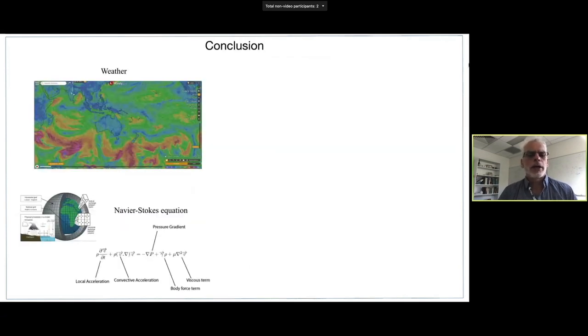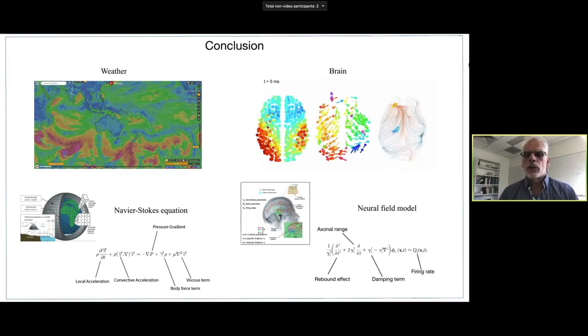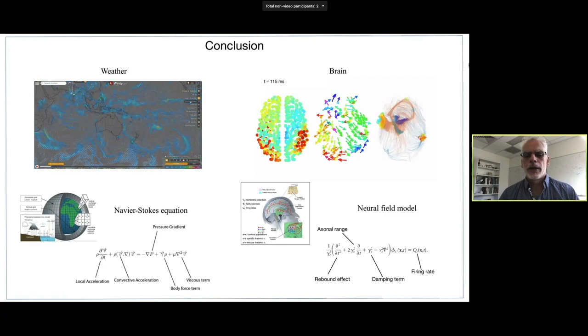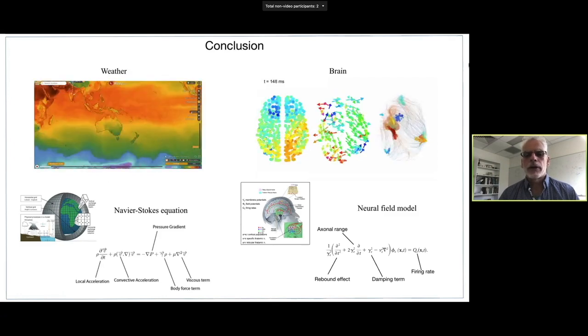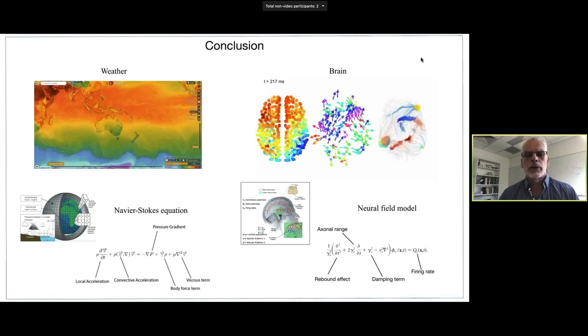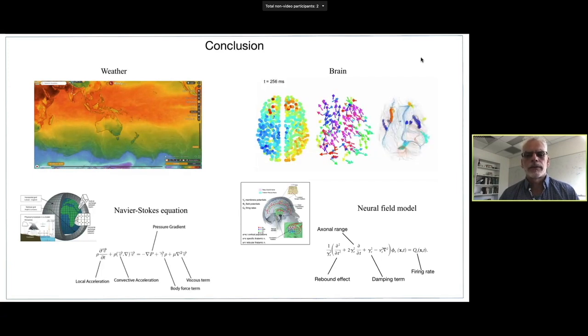So just to conclude, I started with an introduction to large-scale simulations with the weather and the underlying Navier-Stokes equation and the notion of modeling and observing iteratively. And then I walked through pretty quickly similar models of the brain, neural field models, neural mass models, and showed how these could be integrated with different observations from functional neuroimaging data and behavior.